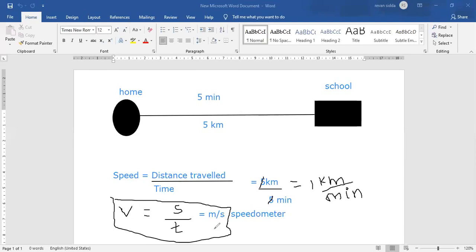If we consider the CGS system, then it will be centimeters per second. CGS unit of speed is centimeters per second. SI unit of speed is meters per second. Meters per second and centimeters per second. Understood? Right?